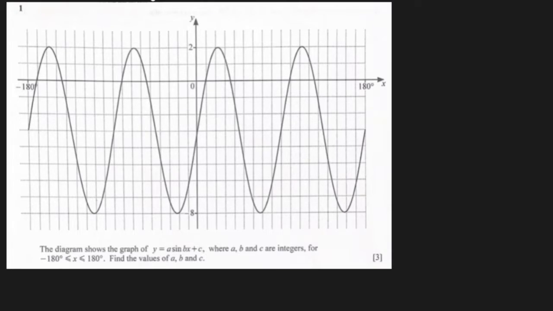Welcome to the solution video of this exam, which is Additional Math, Paper 12, May-June 2022, Cambridge IGCSE. Question number one says, the diagram shows the graph of this function where a, b, c are integers from minus 180 till 180. Find the values of a, b, c. Very straightforward. What else is straightforward?